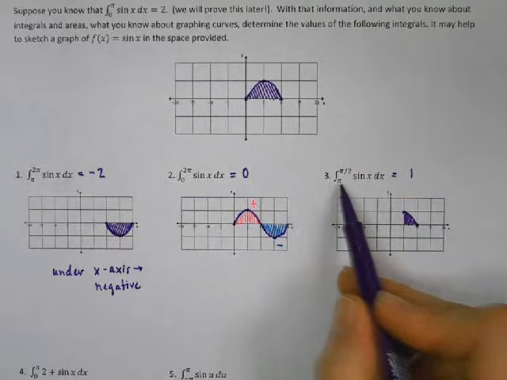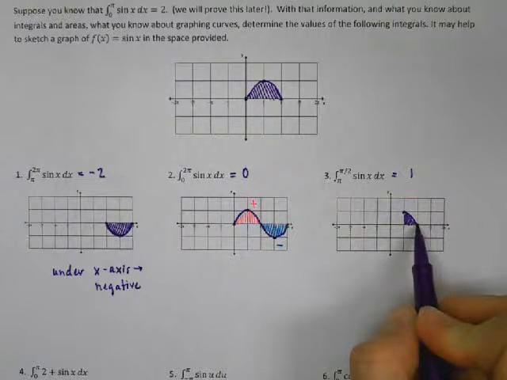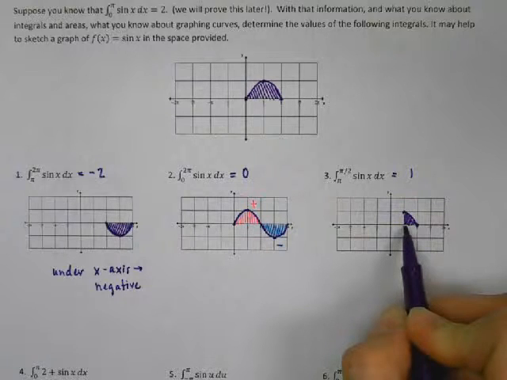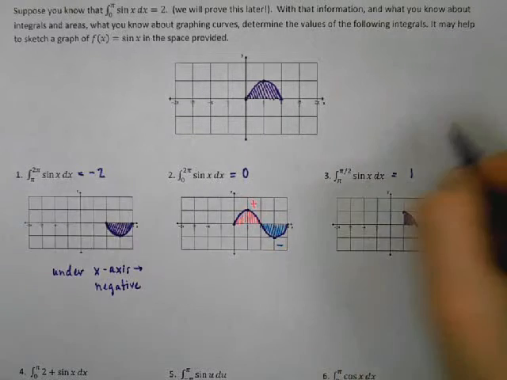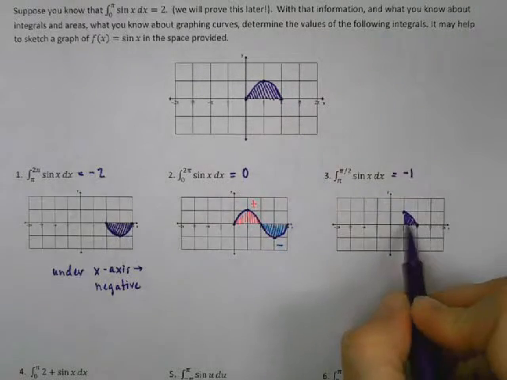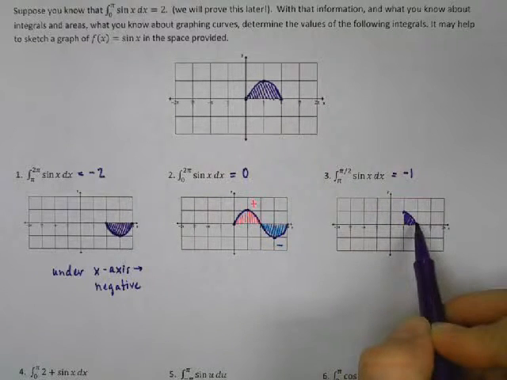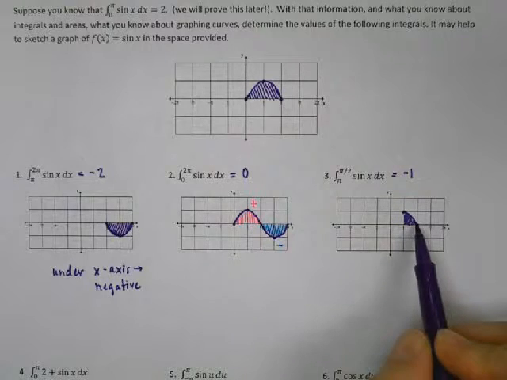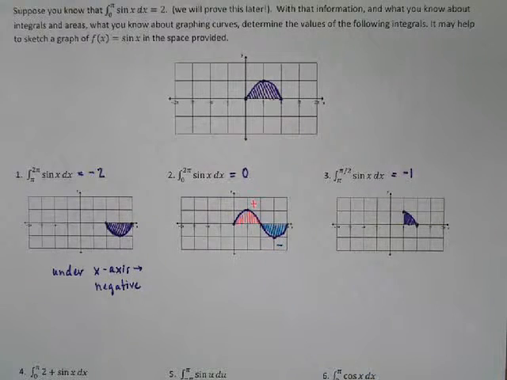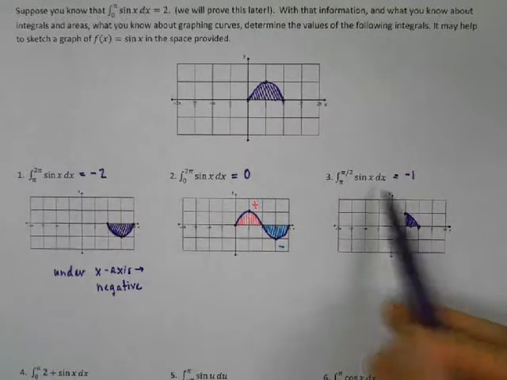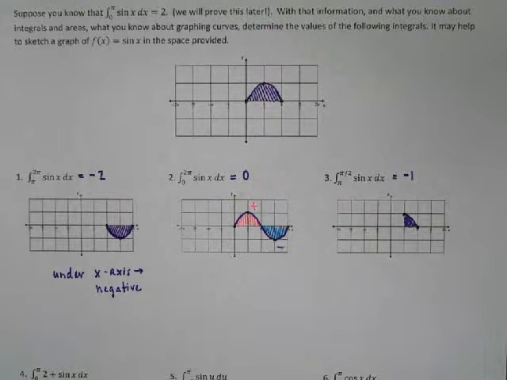However, because it's going backwards here, we're integrating from pi to pi over 2, that makes that value negative. Again, because we're going backwards. If we were integrating from pi over 2 to pi, we would have a positive 1. But when we're going from pi to pi over 2, that's going to be -1. And that'll be an important property of integrals that we'll talk about maybe in a couple days.